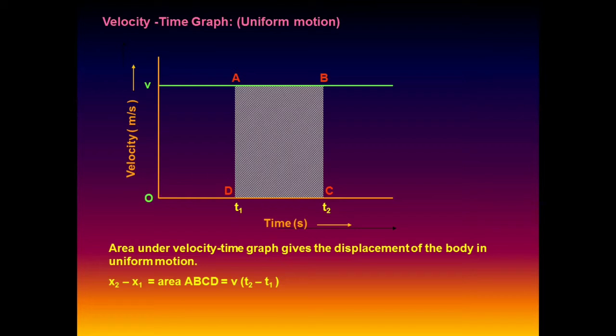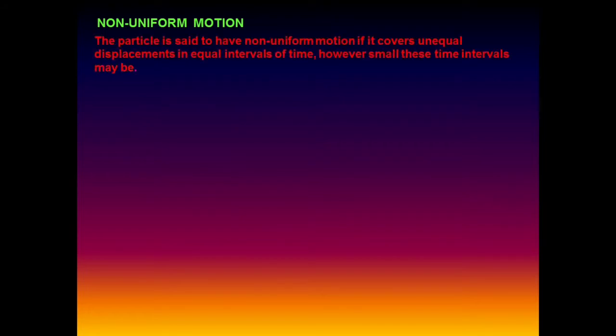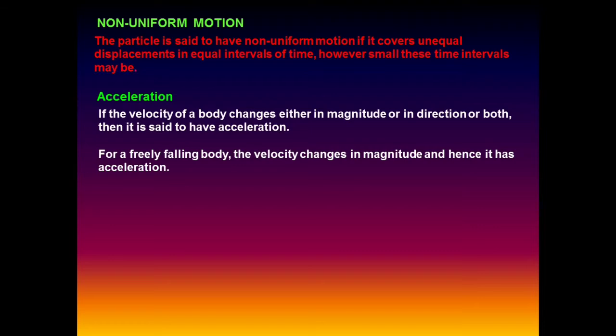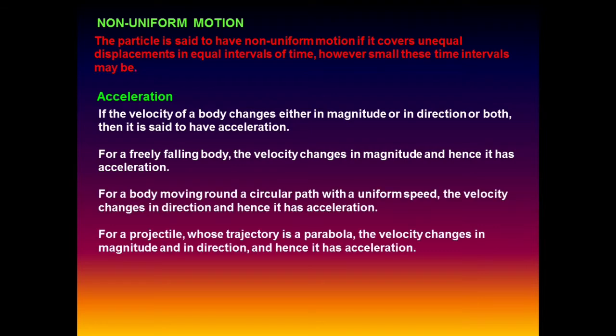So through this velocity time graph we can get the displacement of the object in a given time interval, right? Now what is non-uniform motion? The particle is said to have non-uniform motion if it covers unequal displacements in equal intervals of time period. We have to calculate the small time intervals also. From that, we can see what acceleration is, with different examples.